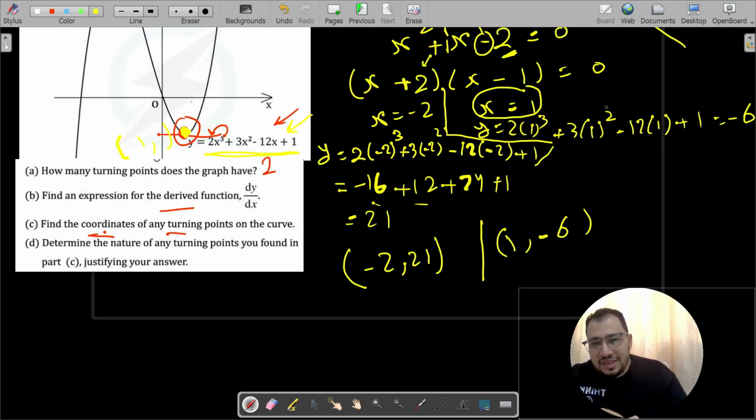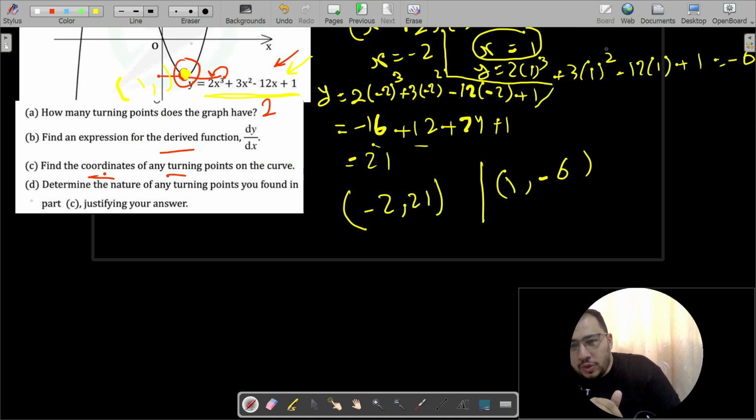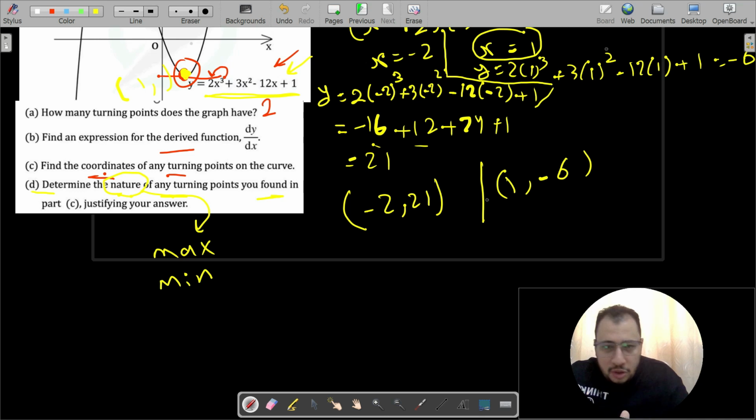Fine. Pay attention to question D here. Determine the nature of any turning points that you found. What's the meaning of nature? Nature here means maximum or minimum. You have to know which one of these is maximum and which one is minimum, and you have to justify your answer.